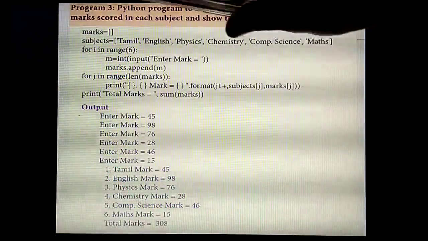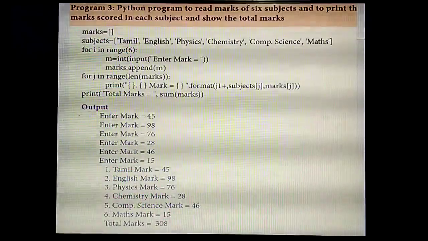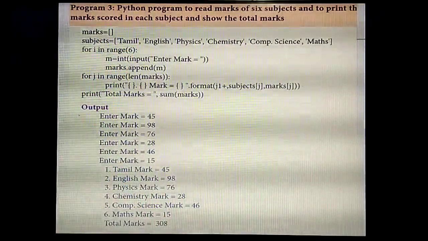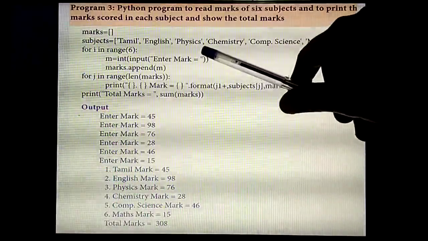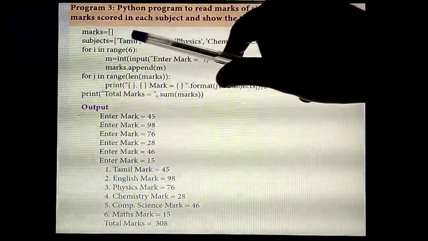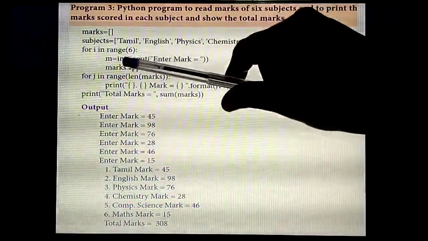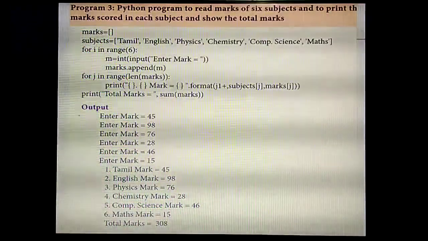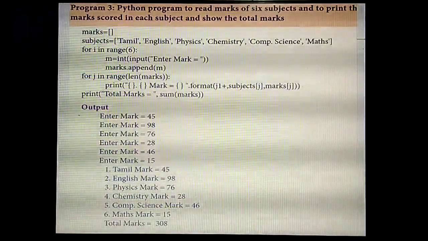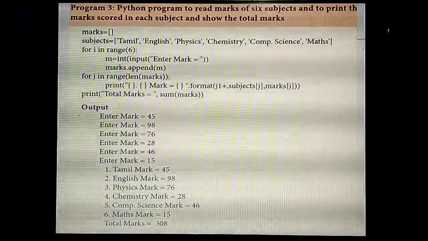For that, which list do you need to store in? Already you have created a list called marks. Initially the list is empty, isn't it? But now you are entering the marks here. First enter mark 1, then enter mark 2. Likewise, 6 marks you are entering. Each time the marks need to be stored in the marks list. For that, which function do you need to use? Each time the marks will get added to the last. Which function?